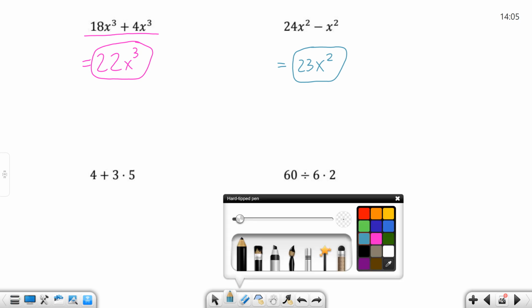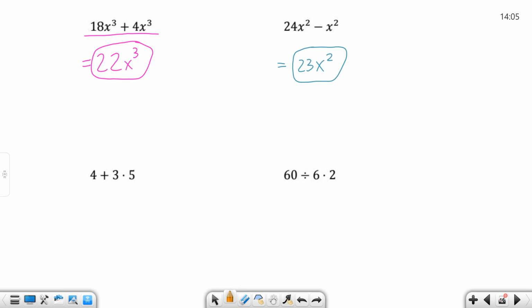All right, what about the next one? 4 plus 3 times 5. So do I do 4 plus 3 is 7 first? No. PEMDAS, right? Which one comes first, addition or multiplication? Multiplication comes first. And notice I underlined the plus because that plus goes with that 3. It doesn't go with the 4. So what is a positive 3 times 5? Positive 15. So 4 plus 15. And if I want to simplify that, 4 plus 15 is how much? 19.